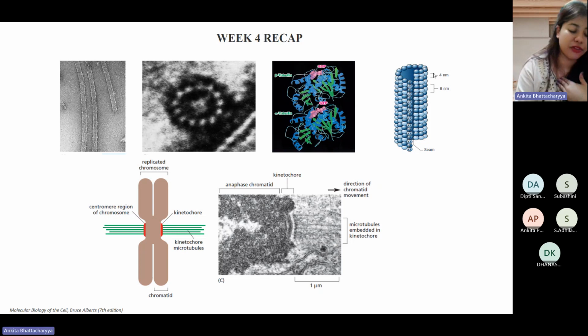And from there, the individual sister chromatids from the duplicated chromosome will be pulled apart in opposite directions during anaphase. And again, the electron micrograph on the right is representing a similar thing. What you can see is an anaphase chromatid.